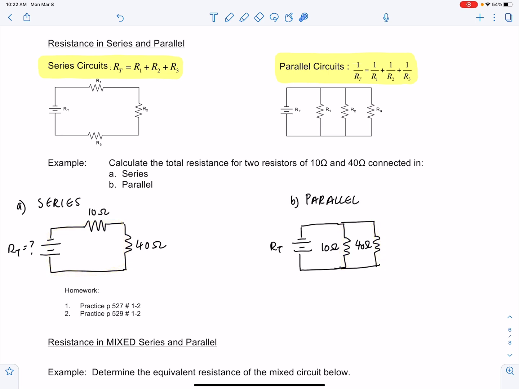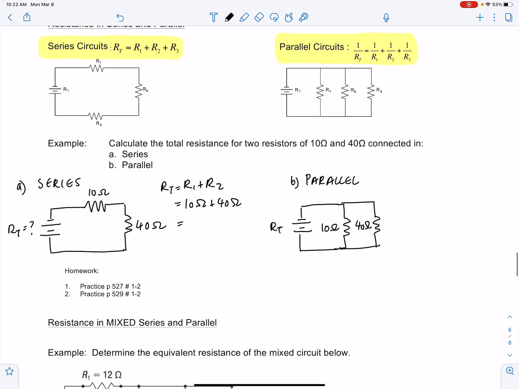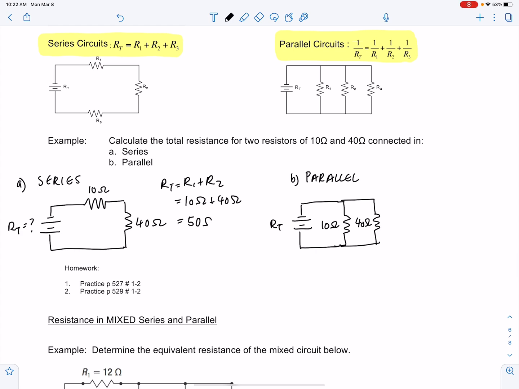For the series circuit, if we want to calculate the total resistance, we're going to use our rule up above, which states that the total resistance is equal to R1 plus R2. That's 10 ohms plus 40 ohms. And if you add those together, our total resistance is 50 ohms.